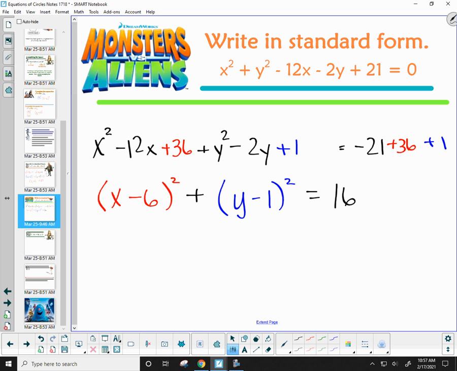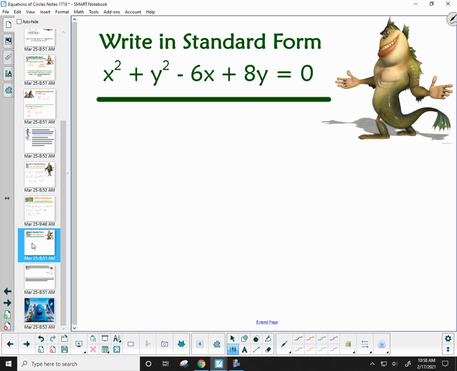Okay, so where's the center of my circle? 6, 1. Yep. Positive 6, positive 1. And what's the length of my radius? 4. Is that okay? All right. Why don't you try this one on your own? I'm going to give you about 2 minutes, 3 minutes here, and we'll go over that one.